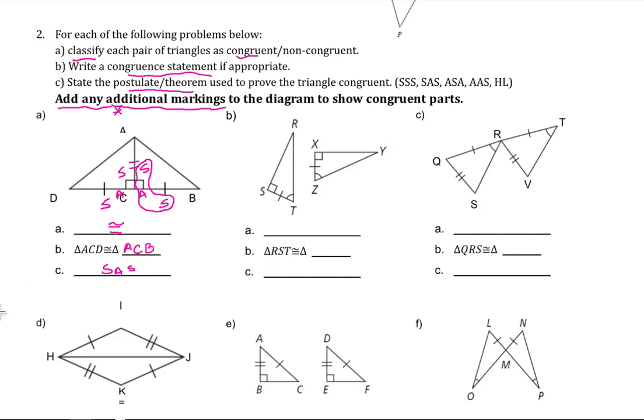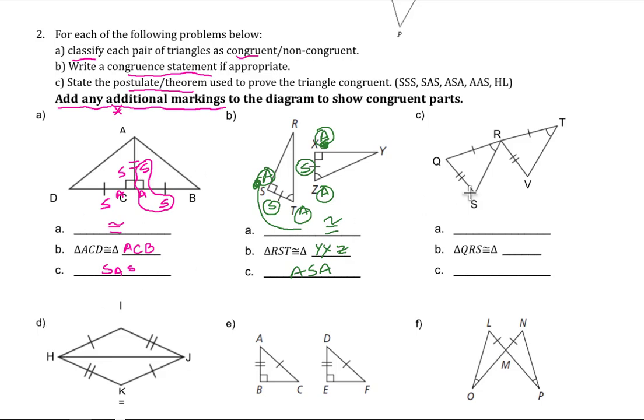Okay, looking at the next one, we can see that we have an angle side angle pattern. So the two triangles are going to be congruent by angle side angle. And we have R to S to T matches with Y to X to Z. And again, we can trace out that it's an angle side angle pattern. So RST goes with YXZ.